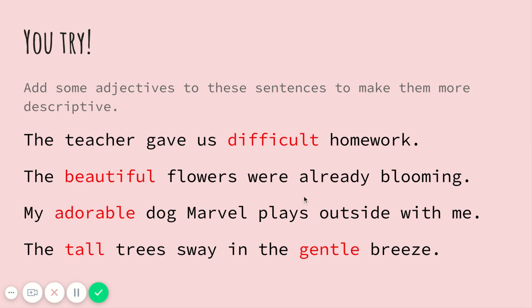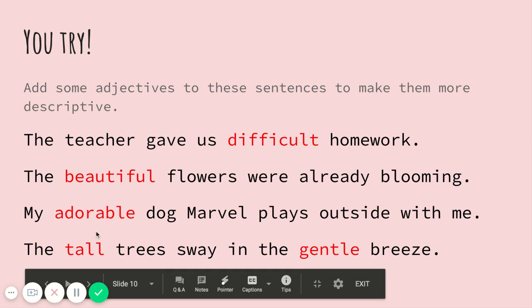The beautiful flowers were already blooming. Now I know that these flowers were beautiful, right? So here's our noun, and then here's our adjective. Beautiful could have been colorful, right? You could have chosen any word that you wanted to describe these flowers. My adorable dog, Marvel, and you guys have heard me talk about her so many times, you've seen pictures. My adorable dog, Marvel, plays outside with me.